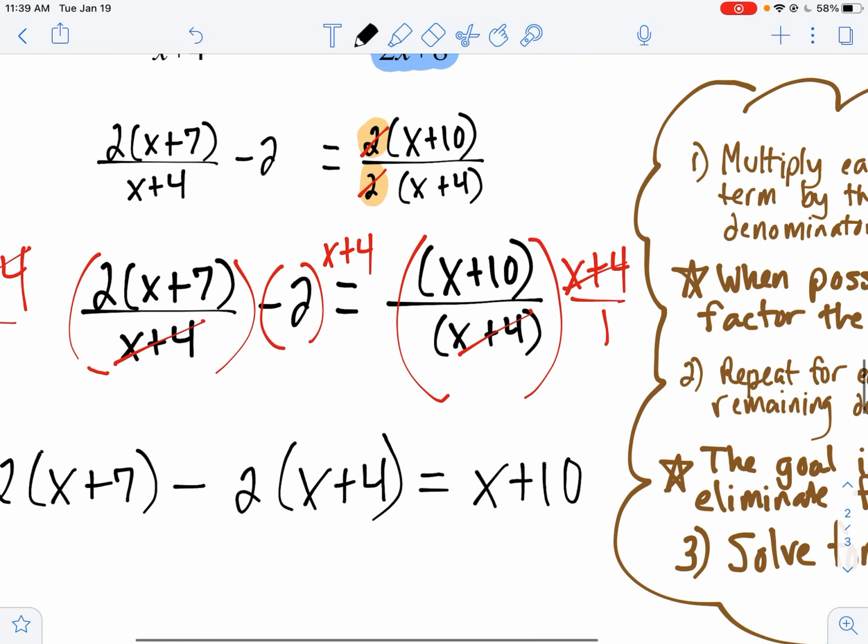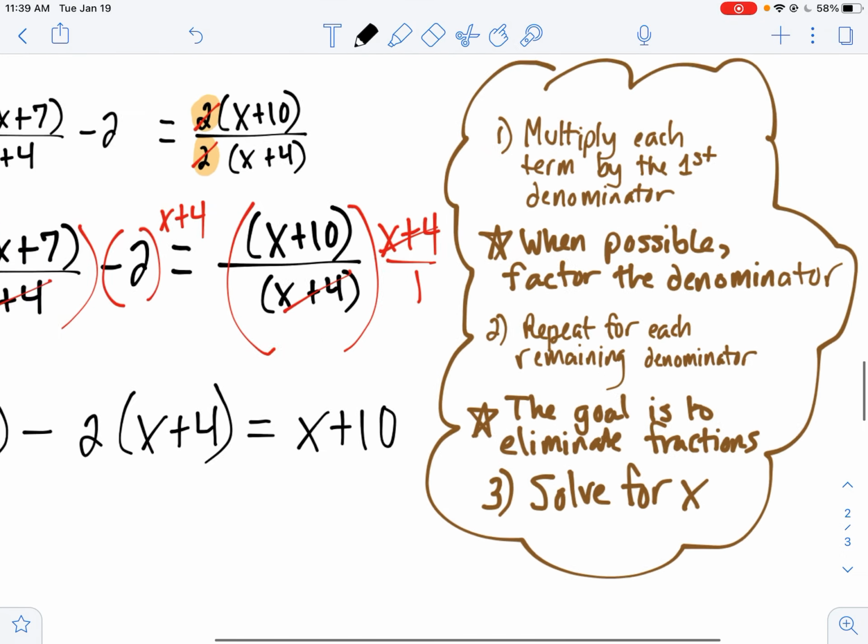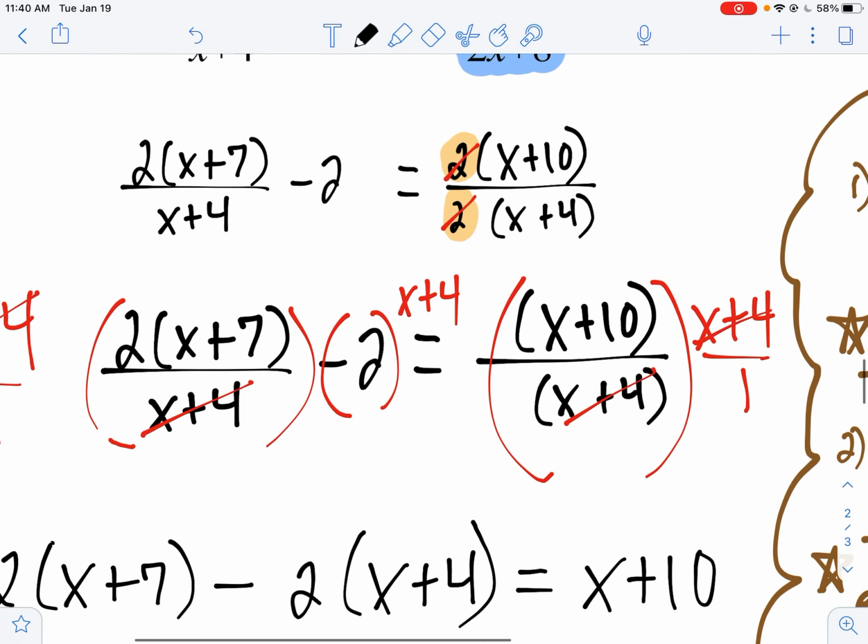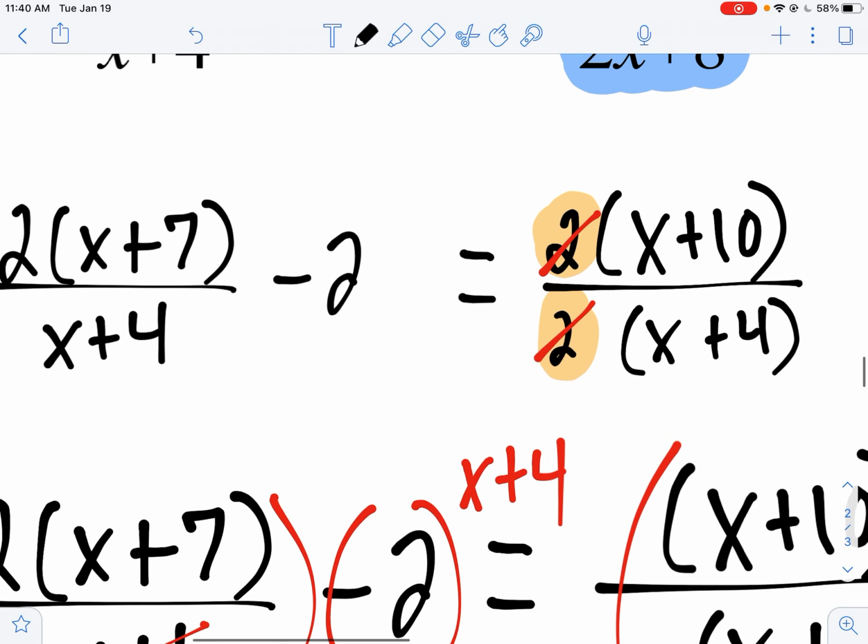Now, it says my second step, repeat for each remaining denominator. The good news is, x plus 4 was really my only denominator here. Technically, I could put negative 2 over 1, but that's not going to really change anything. So if I had more denominators down here, like say in theory I had x minus 1, then I'd want to multiply everything by x minus 1 to cancel that out. But I don't have to do that here, which is pretty cool.